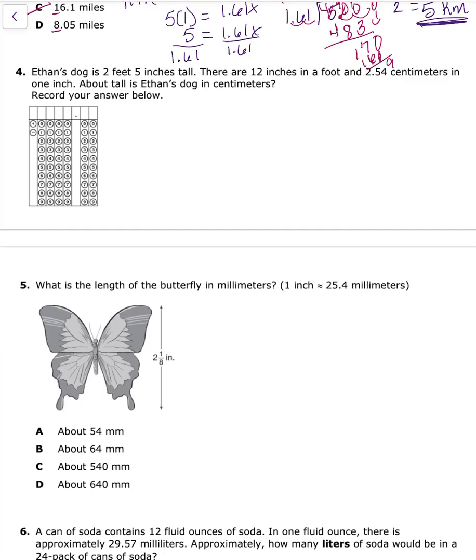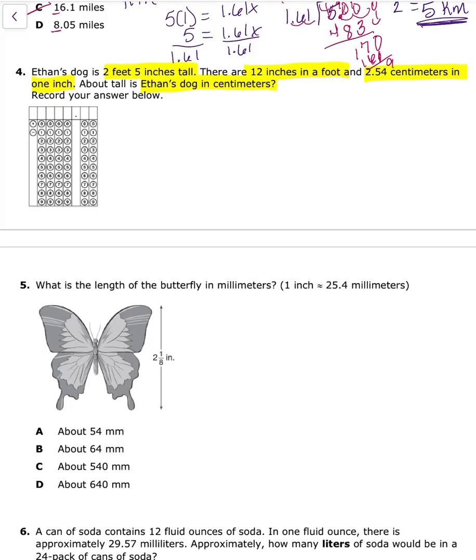All right, so his dog is 2 feet 5 inches. There's 12 inches in a foot and 2.54 centimeters in an inch. How tall is Ethan's dog in centimeters? Okay, so they must give me this 12 inches in a foot for a reason, right? So we see it's 2 feet and 5 inches.